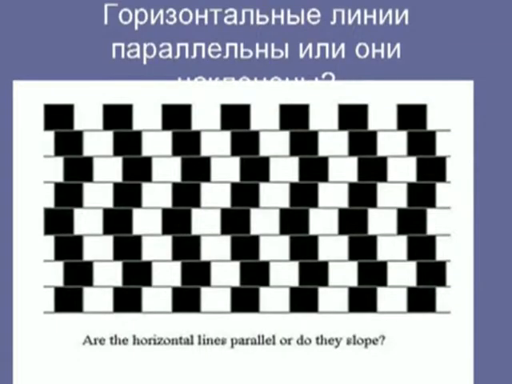All right, next one. Are these lines horizontal, parallel, or do they slope? We know this. She said. Yeah, they look like. But this time, what does that say? Optical. Illusion. Illusion and optical. Do you see both? Does everybody see both?